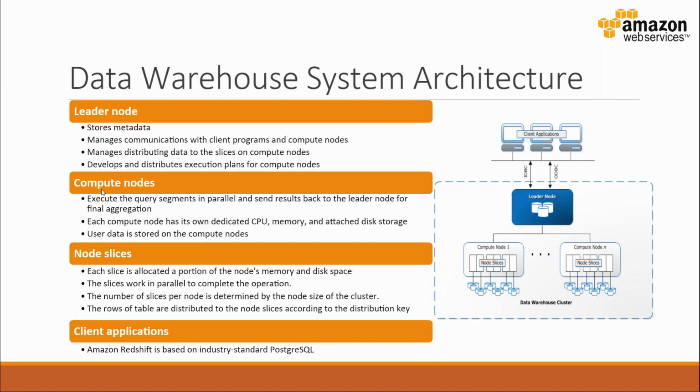So compute nodes execute the query segments in parallel and send the result back to the leader node for final aggregation. Why does the leader node have to do aggregation? Because it has to receive everything, and you should put it in one place before giving it to the customer, because it's not getting data from a single node. It is getting it from multiple nodes. So it has to take it and club it and then send it to the user. That is what we call final aggregation. And each compute node has its own dedicated CPU, memory and disk. Of course, each compute node will have its own resources, and those resources are used by the slices.